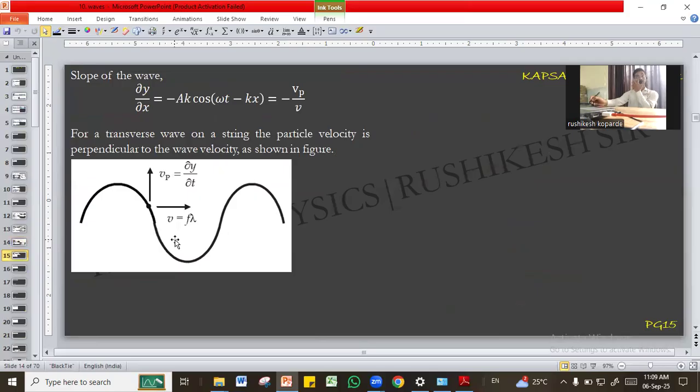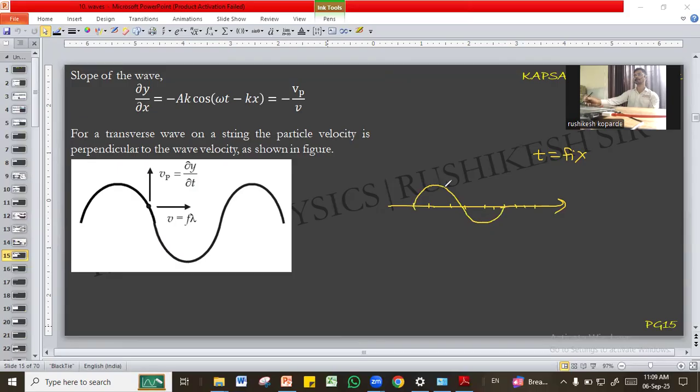Okay. Now, slope of the wave. How to figure out the slope of the wave? Plot the wave. How to plot the wave? Y position versus X position. These are the particles at different X positions. Now to check the Y position, you have to take a photograph. How to take a photograph? Fix the time, notice positions of all the particles, and plot them.